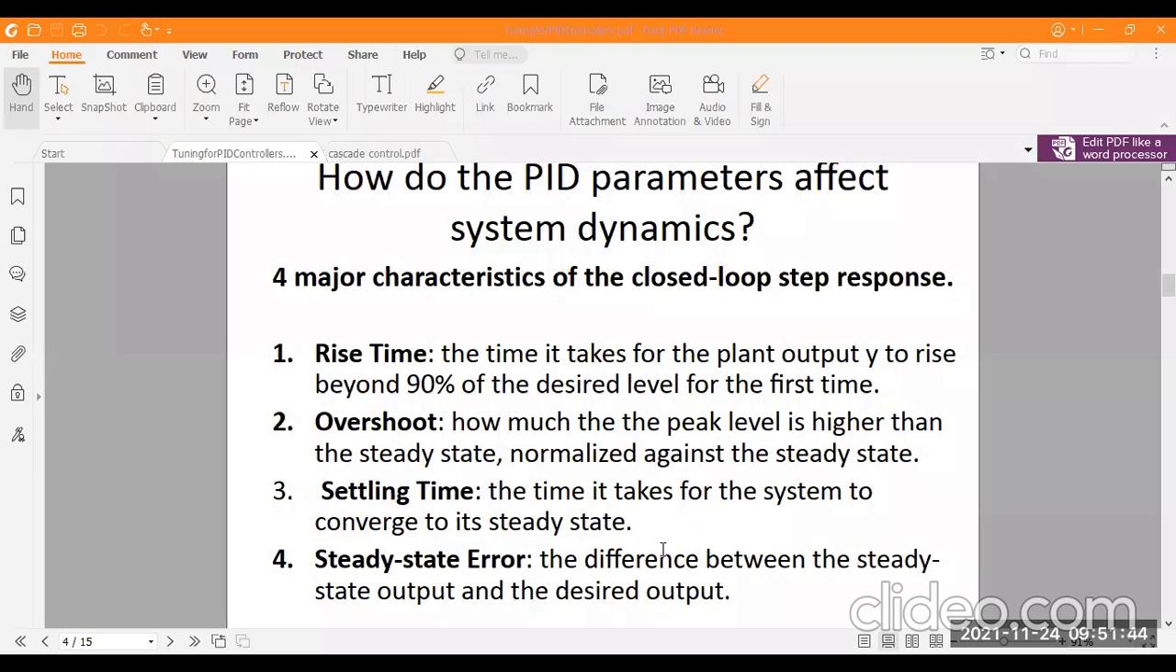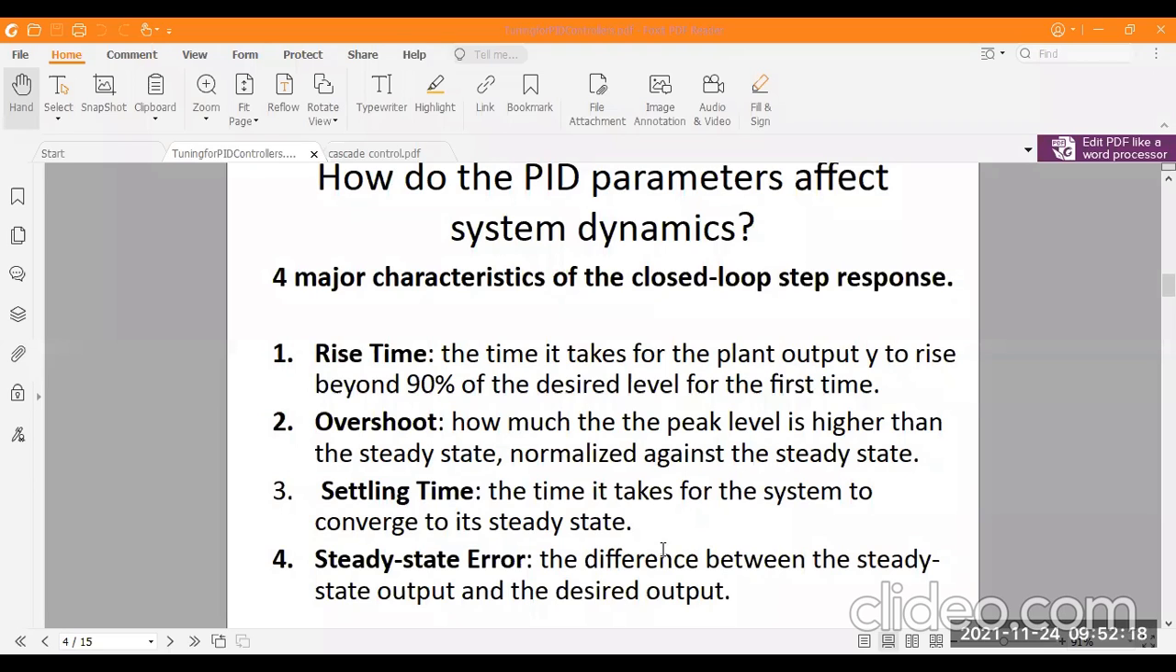Another last term is the steady state error. This is another important term. The steady state error is basically the difference between the steady state output and the desired output. That means the user follows a desired output, a setting output for the system, but the result comes out different. This error, the difference between the steady state value and the desired output, is called the steady state error.